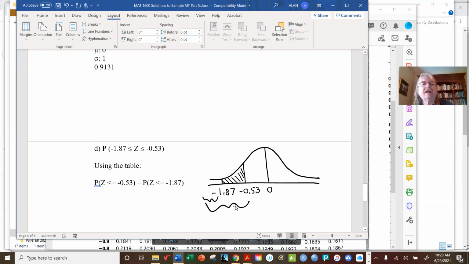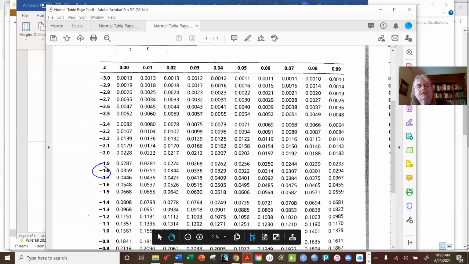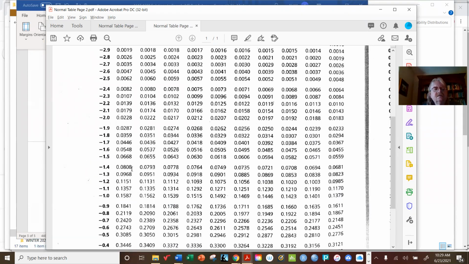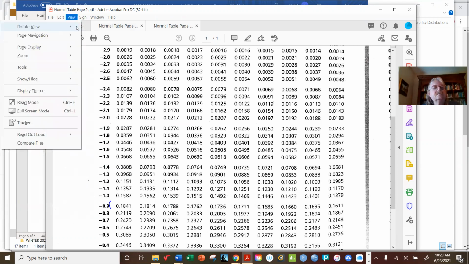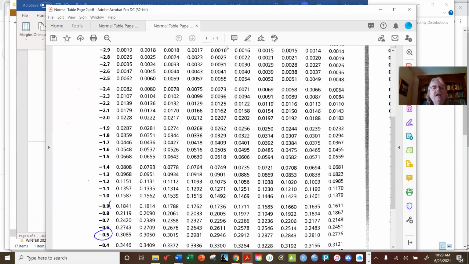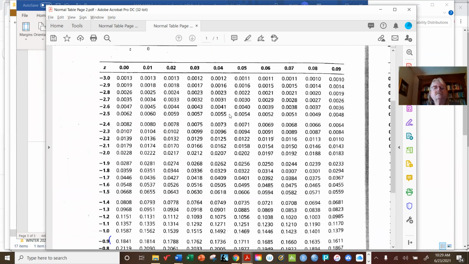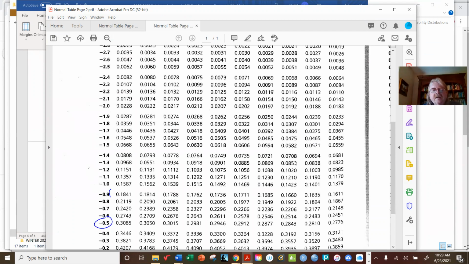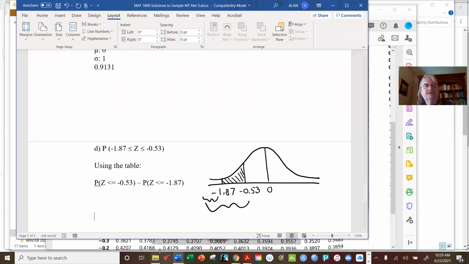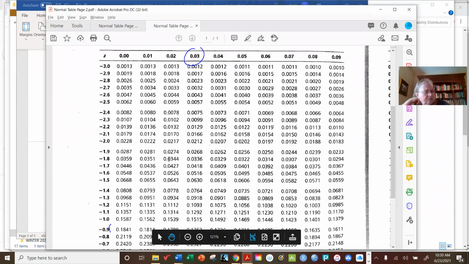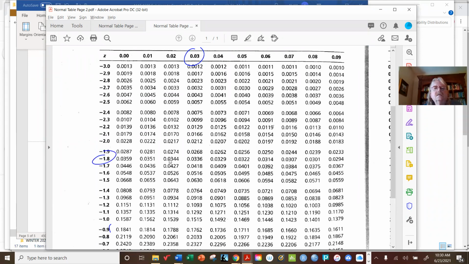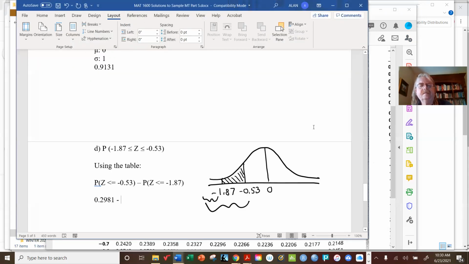Okay, so based on the chart, negative 0.53. We start with negative 0.5. And we have the 0.03, which is up here somewhere. 0.2981. And then negative 1.87 is up here further. Okay, at their intersection, we have 0.0307. And so when you subtract those, it's 0.2674.